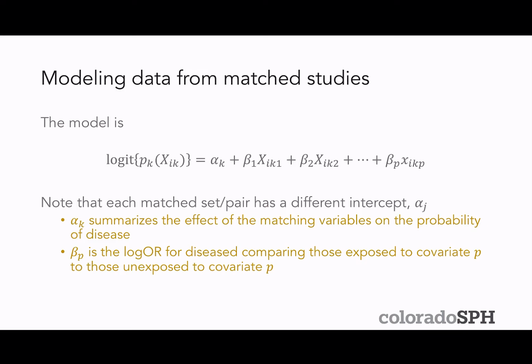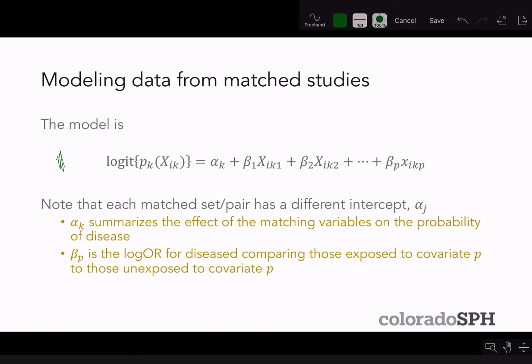So then modeling this probability, the model for this probability is given here, where you take the logit of that probability I introduced with the sum of betas times those covariates and an intercept called alpha k, which is specific to the matched set. Notice that each matched set has a different intercept.